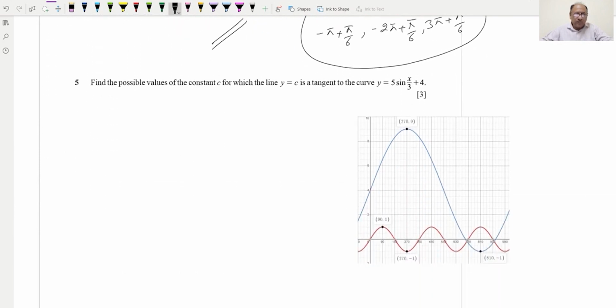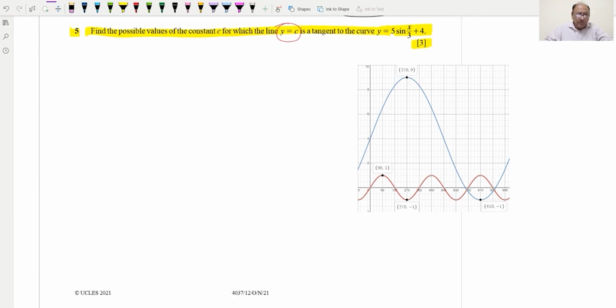Now question number 5. Question 5 says, find the possible values of constant c for which the line y is equal to c is tangent to the curve, and the curve is given here, and this is a 3-mark question. This is not part of the questionnaire, so I have just inserted it for your explanation, and we will understand this in a while. And next we can take the y values.